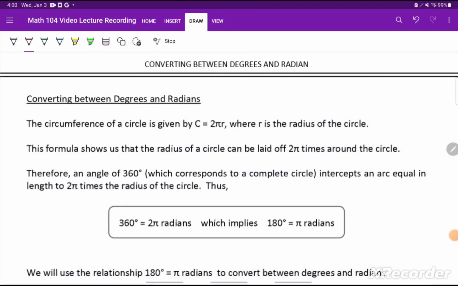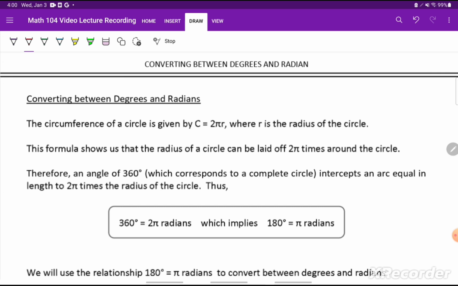In our last video, we introduced radian measure. It's this new idea of measuring angles. 1 radian exists when our central angle cuts an arc equal to the length of the radius. That angle would then be 1 radian.